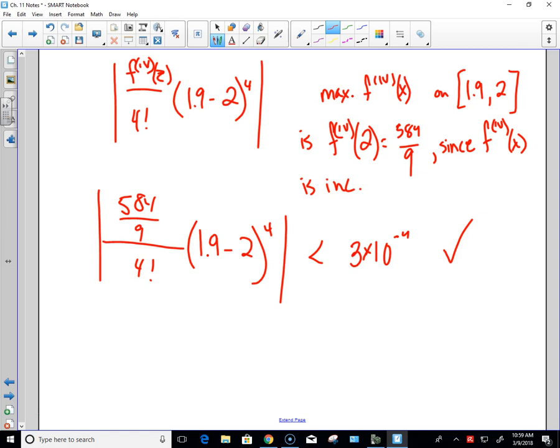Are we tracking? Okay. Why did I state since the fourth derivative is increasing? What was I proving? Why you can use the fourth derivative at 2. Why did I say the fourth derivative and not the third or the second or the first or the h? If I'm looking at the value of the fourth derivative, I need to know whether or not it is increasing or decreasing.